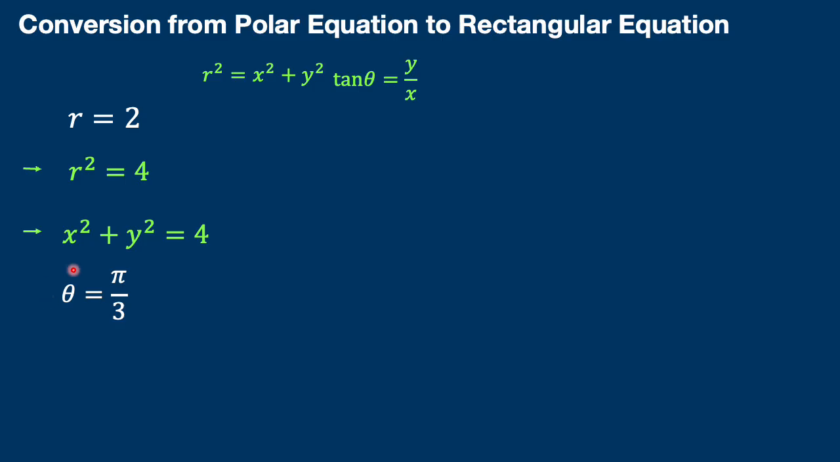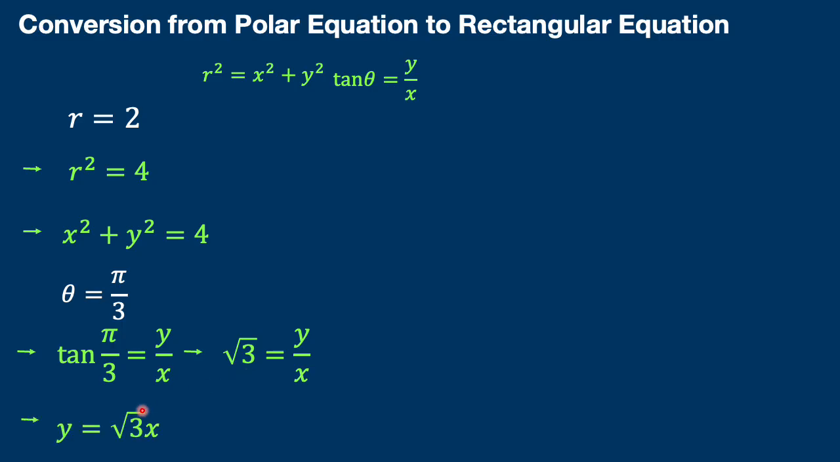This is a polar equation. We want to change it to a rectangular equation. So we're going to use the second one, tangent theta. Tangent theta is going to be y over x, but theta is going to be pi over 3. So tangent pi over 3 equals y over x. Tangent pi over 3 is square root of 3, equals y over x. You multiply x on both sides. y equals square root 3 x. That represents a line. Slope is going to be square root 3.